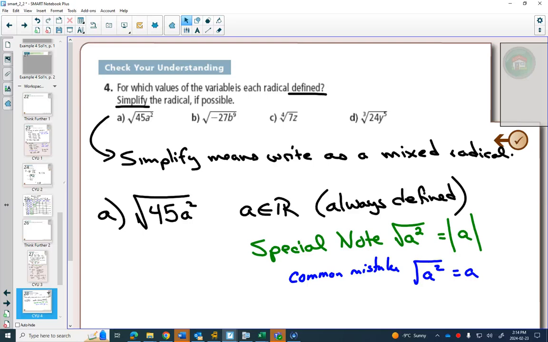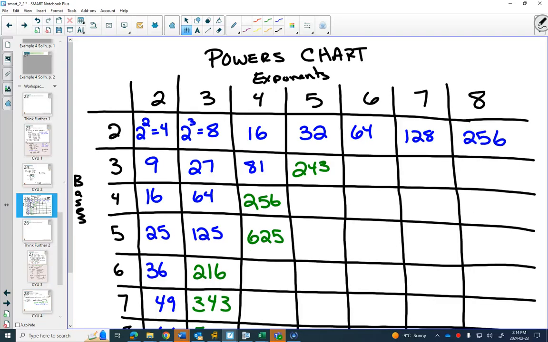So, in this case, I need to simplify the 45. I go to my powers chart. Since I'm in square roots, does 45 divide by any of these numbers?